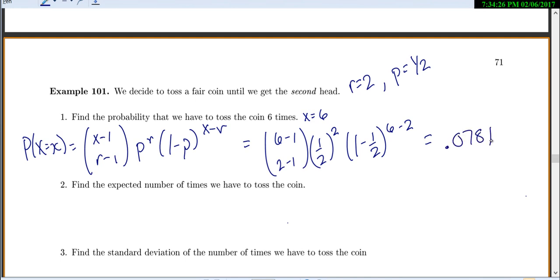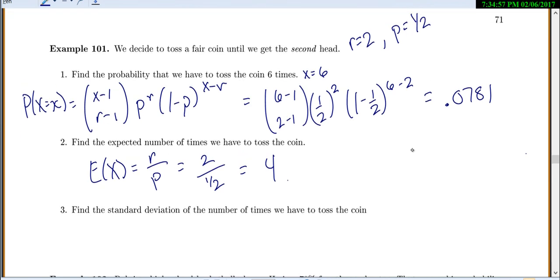What I want you to remember on these is it's not important that you leave this class having memorized all of the different distributions. What is important is that if I say this is negative binomial and here's the formula, could you go through and plug stuff in? Or find the expected value. That's really easy because they give us the formula. It's just r over p. So r is 2, p is 1/2, so 4. So we expect if we want to get 2 heads, we'll have to toss it about 4 times.